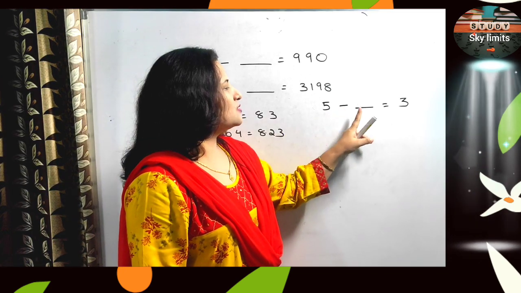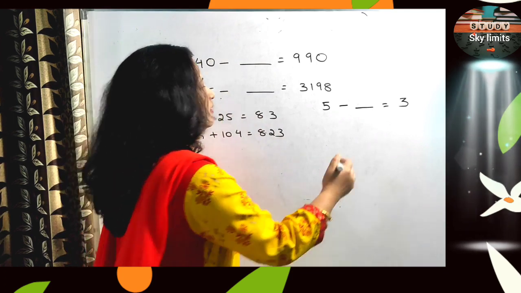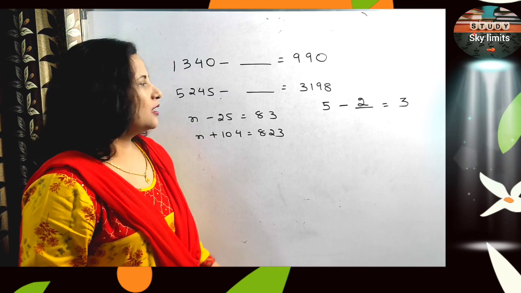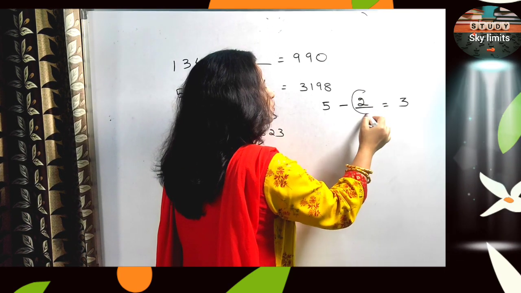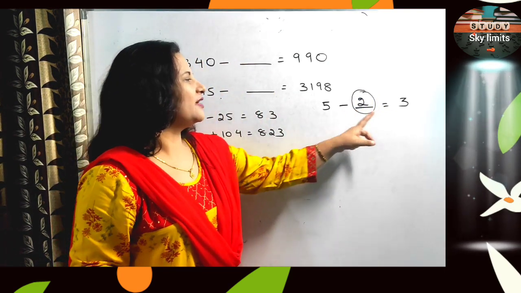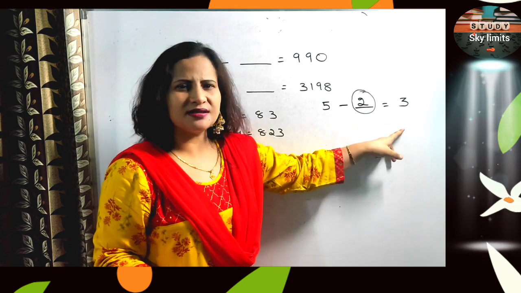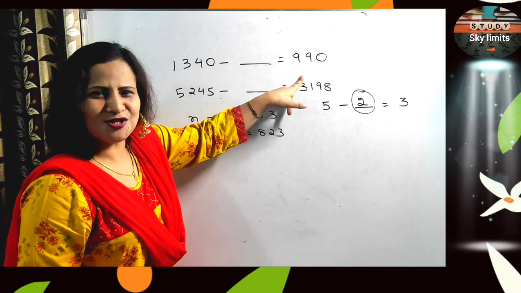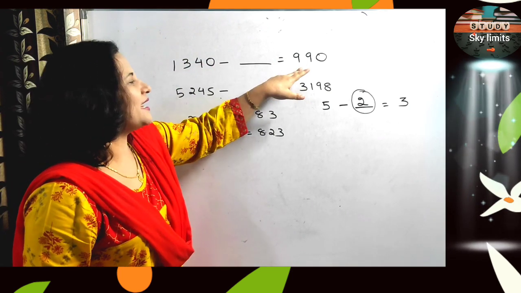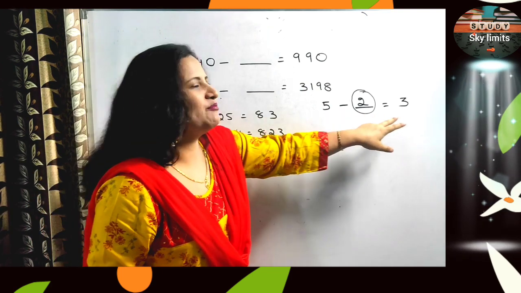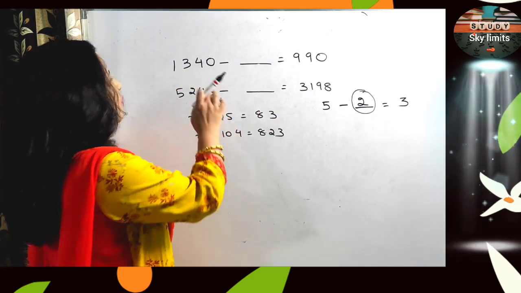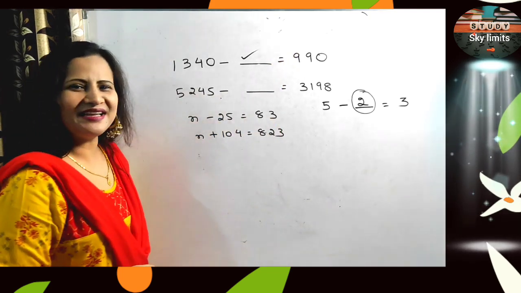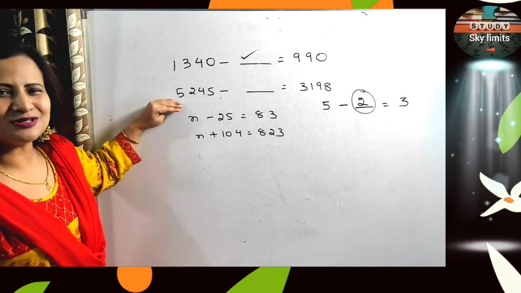Now 5 minus what is 3? Very easily you are able to say that 5 minus 2 is 3. So how can you get 2 from 5 and 3? By subtracting 5 minus 3, obviously. So if this is the case, this number is same as this. Yes or no? So this minus what is 990? In this case, what you have done? 5 minus 3. So in this case, what you will do? 1340 minus 990. And you can easily find the answer. The same manner you will go for this also. Clear?